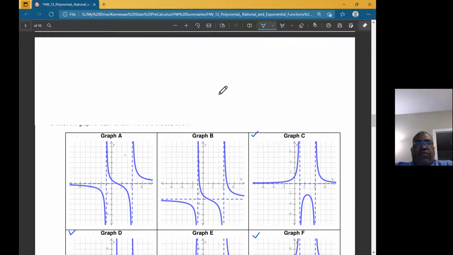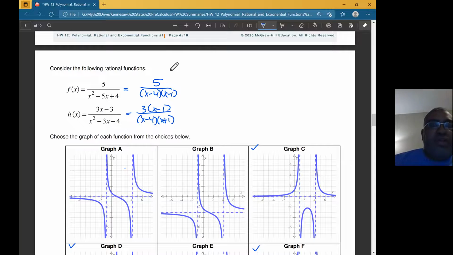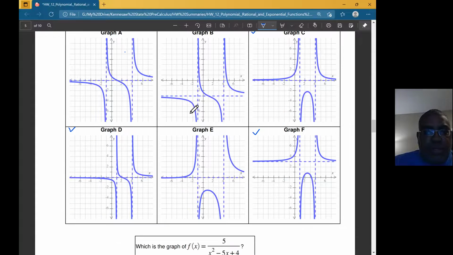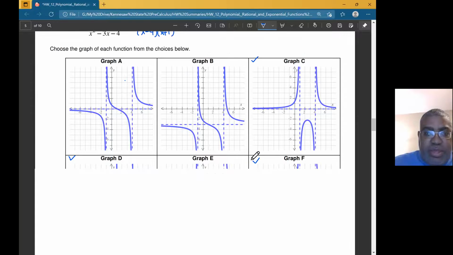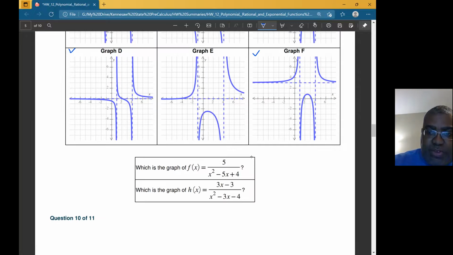So the easiest thing to do from this point is there is no x-intercept. It does not touch the x-axis because this top cannot equal 0. So if I do that, you see that for this one, it has an x-intercept, and for that one, it has an x-intercept. So just by a little bit of process of elimination, we know that this is graph C.